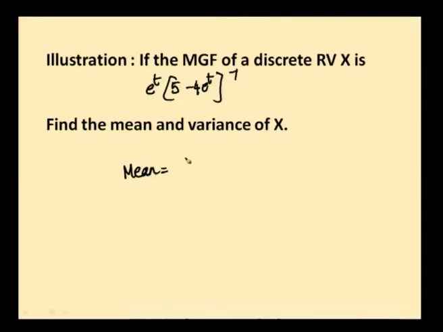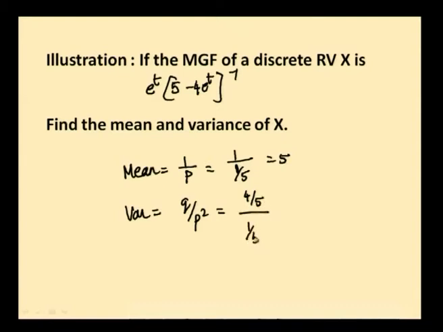What is the mean and variance of a geometric distribution? Since this particular MGF appears to be the MGF of a geometric distribution, we shall have the mean and variance of x as the mean and variance of a geometric distribution itself. So, mean of a geometric distribution is equal to 1 by p, so 1 divided by 1 by 5, which is equal to 5, and variance is equal to q by p square. Q is 4 by 5 and p square is 1 by 5 whole square. The 1 by 5 gets cancelled and you will have 4 into 5, which is equal to 20.